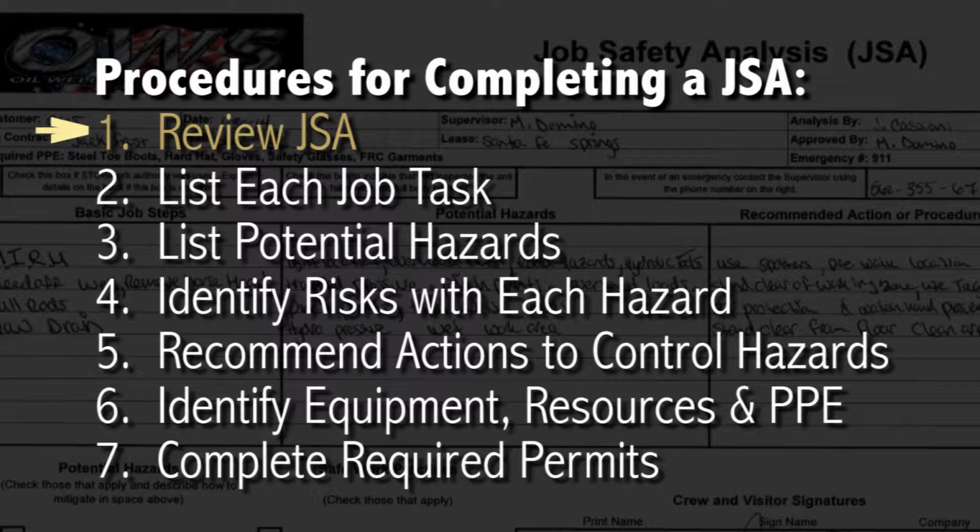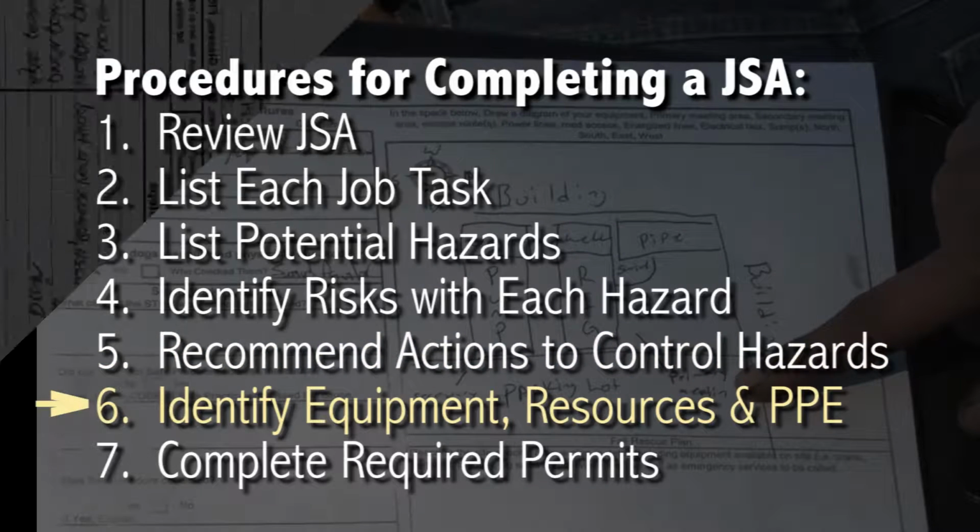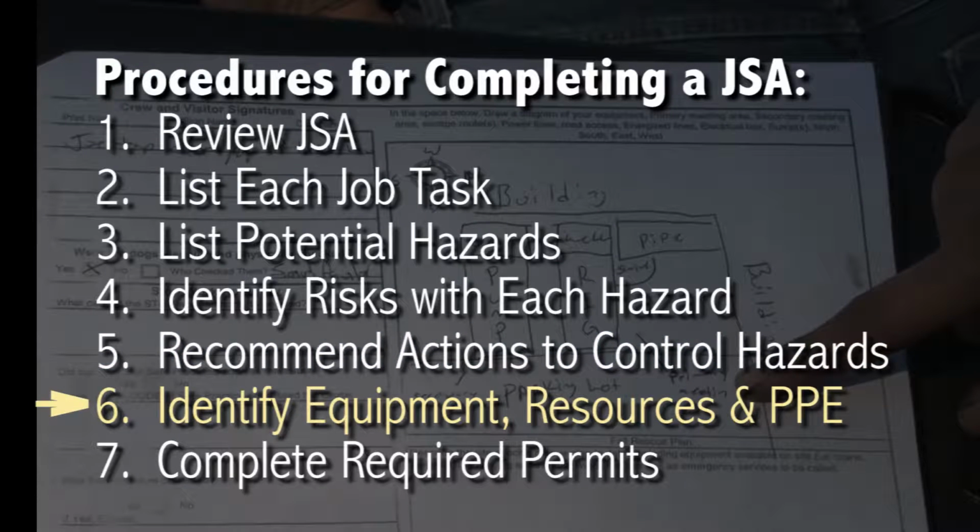1. Review the JSA and make sure that the scope is clearly defined and understood. 2. Sequentially list each job task. 3. Observe the job site to identify and list the potential hazards associated with each job task. 4. Identify the risk associated with each hazard. 5. Recommend the actions or procedures needed to control each hazard. 6. Identify the equipment, resources, and PPE required for the job task. 7. Identify and complete the required permits for the job or task.